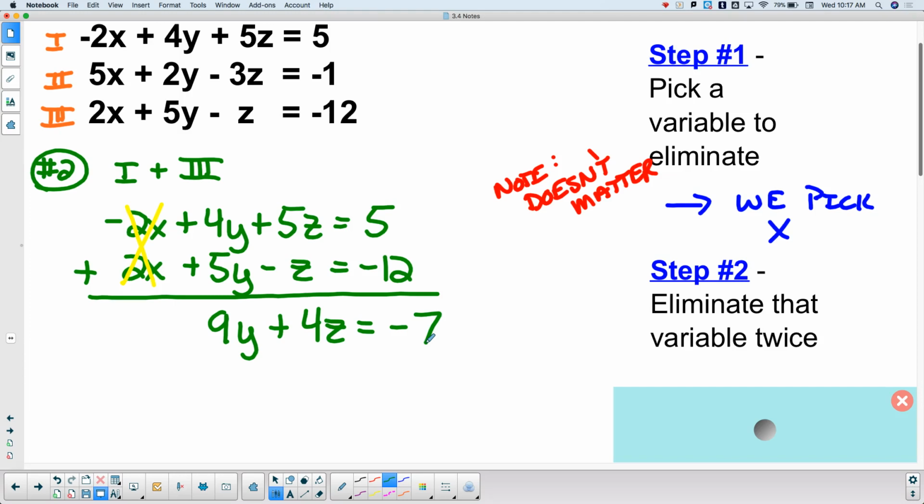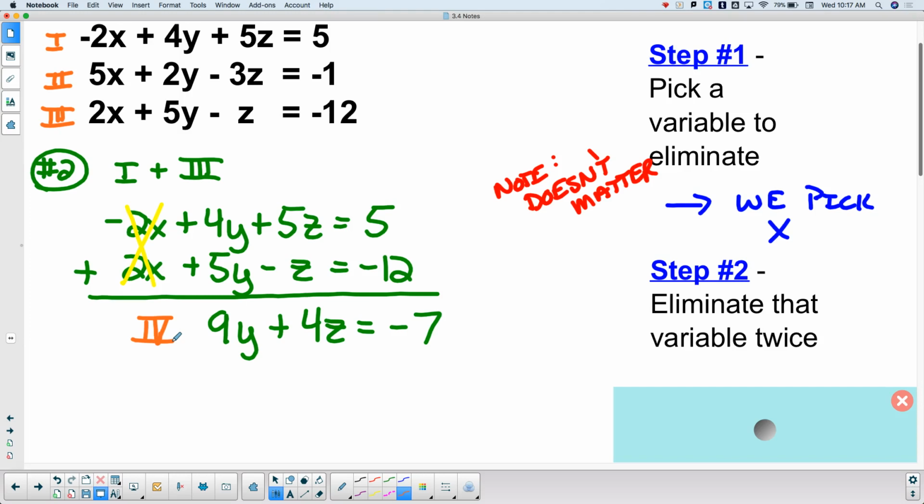And I'm going to call that equation number 4. Now, I have to eliminate x one more time, but I can't use the combination of equations 1 and 3 again. I have to use another combination of equations. So I could either choose 1 and 2 or 2 and 3 to eliminate. Okay? I personally, since we've got a negative x value in equation number 1, I would pick 1 and 2.